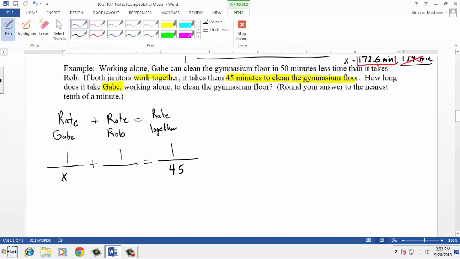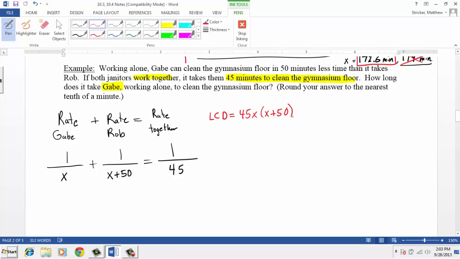And since Gabe can do it in 15 minutes less time than it takes Rob, Rob's the slower person, then Rob's time is going to be x plus 15. So again, we should be able to solve this problem. What is the LCD? Pause the video for a second and write down what you think the LCD is going to be. Okay, I hope you took the time to pause the video and write down what the LCD is. I think that the LCD in this case, again, should include all three denominators. It needs the 45, it needs the x, and it needs the x plus 15.